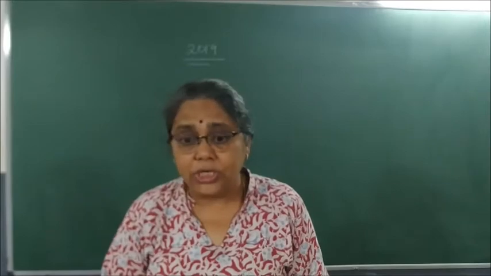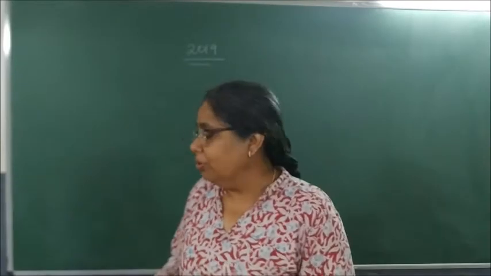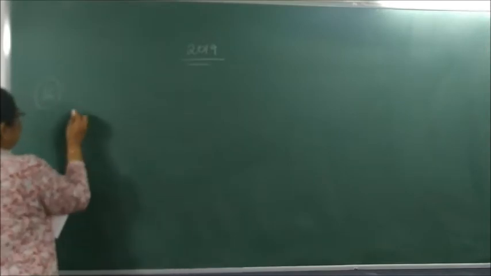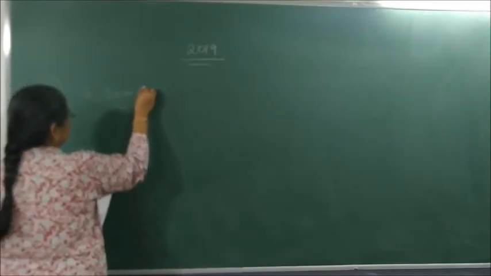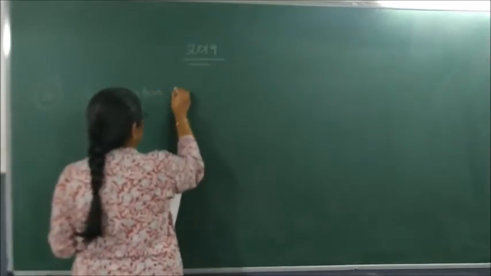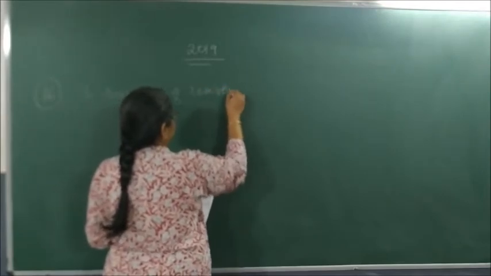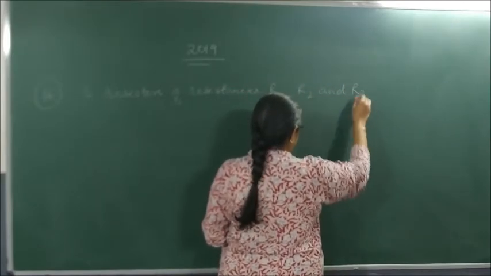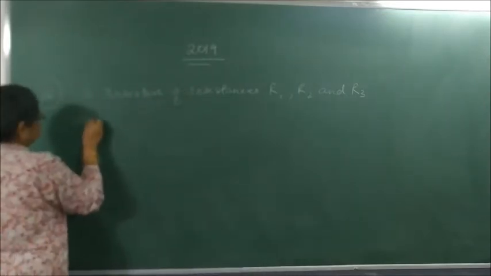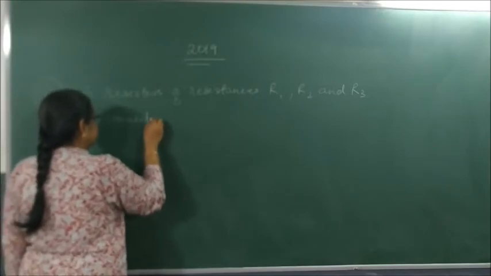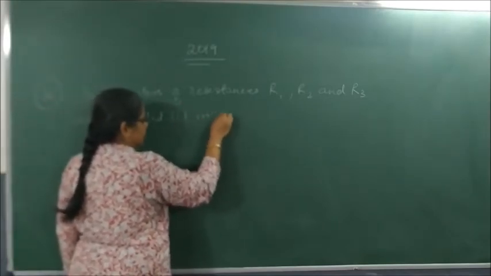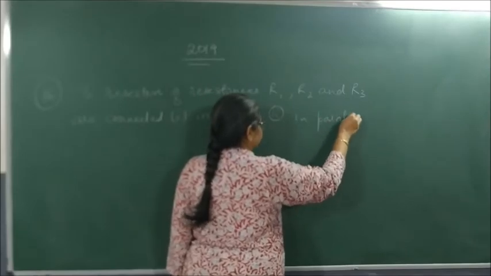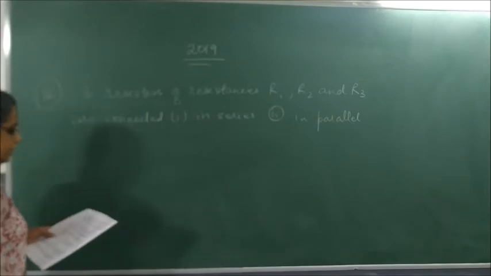Okay, so now I don't know your question number. Please tell me the question. 16th is a question based on electricity where they say three resistors of resistances R1, R2 and R3 are connected first in series, second in parallel, in series and in parallel.